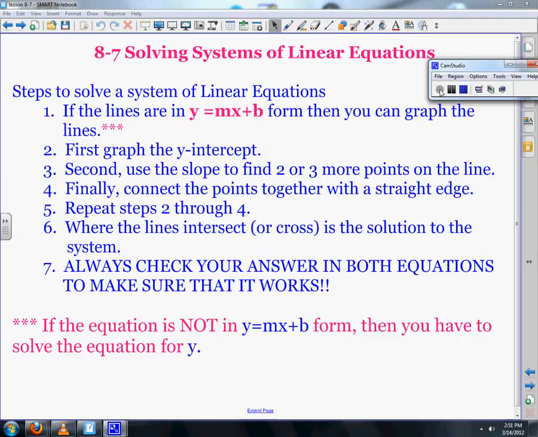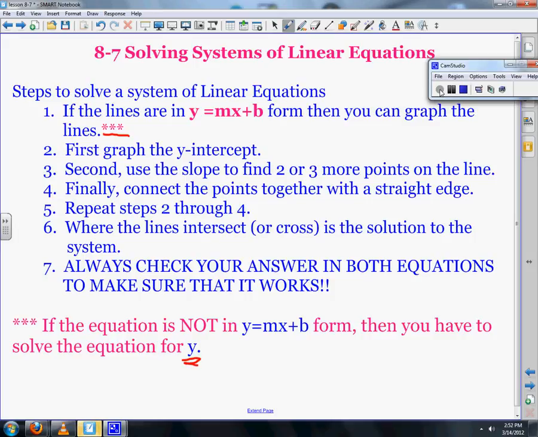Okay, welcome back. Here are the steps for solving a system of linear equations. The first step, if the lines are in y equals mx plus b form, then you can graph the lines. And there are some stars here, and that just means that if the equation is not in y equals mx plus b form, or slope-intercept form, then you have to solve the equation for y.